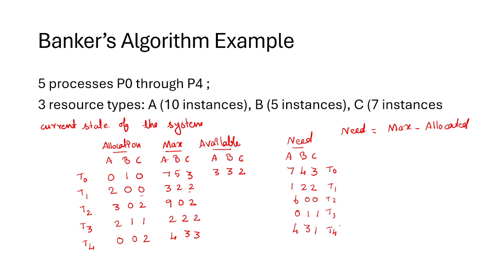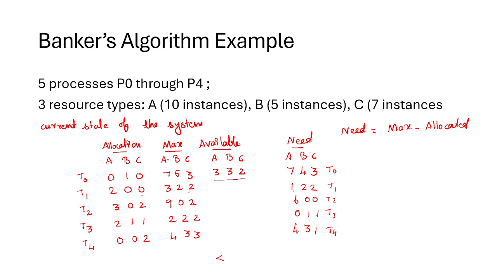Now we need to find the safe sequence. First take thread T0. The currently available is 3, 3, 2. T0 needs 7, 4, 3: 7 instances of A, 4 instances of resource B, 3 instances of resource C. So as of now, we cannot allocate the resources to thread T0. So T0 will be in a waiting state.